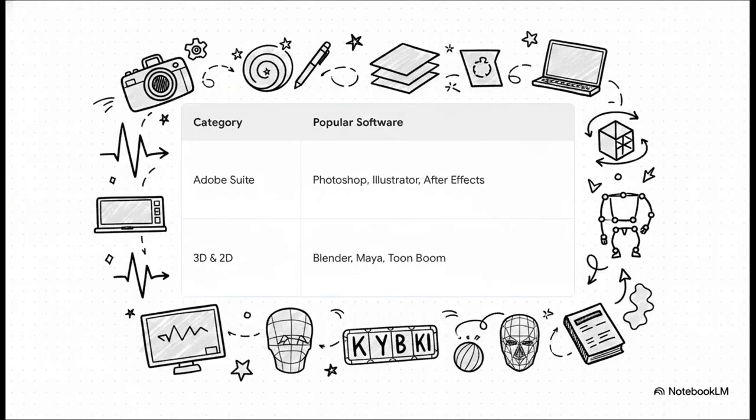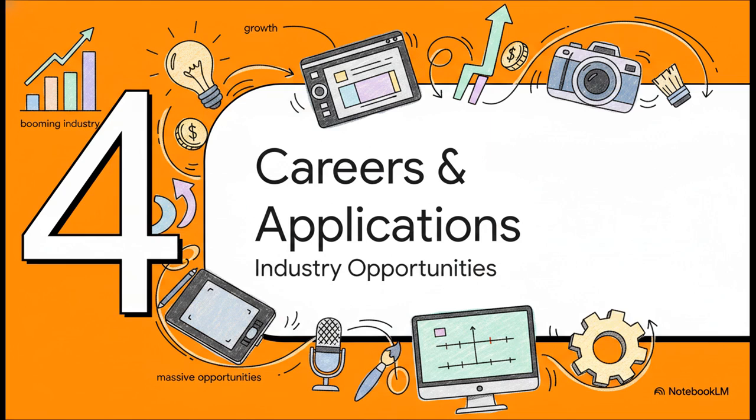To actually move a project through that pipeline, you need the right tools. The Adobe Suite, Photoshop, Illustrator, After Effects is pretty much the industry standard for foundational design and motion graphics. Over in dedicated character animation, Toon Boom is your heavy hitter for 2D, while Maya and Blender are the absolute go-tos for anything 3D. So what does this all mean for you? Section 4, careers and applications.